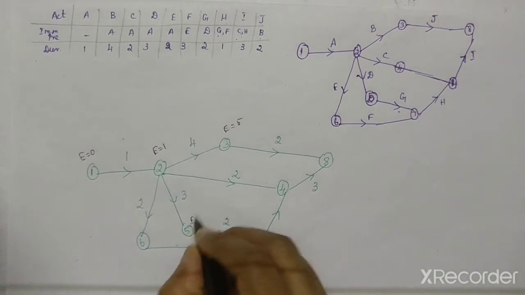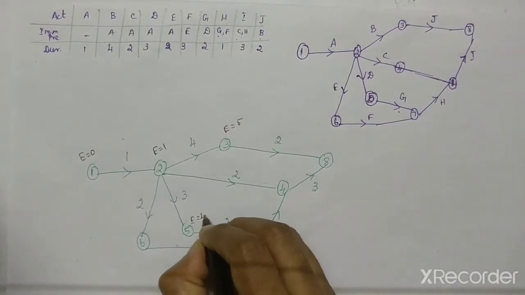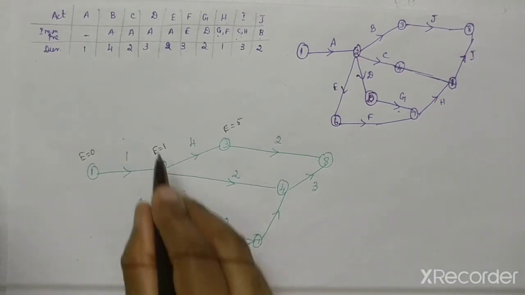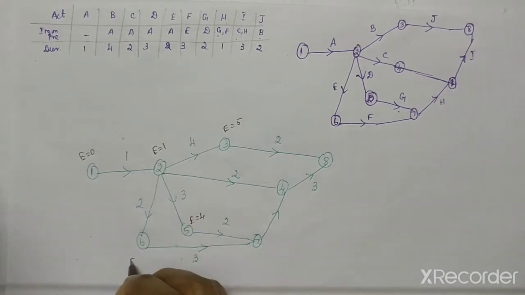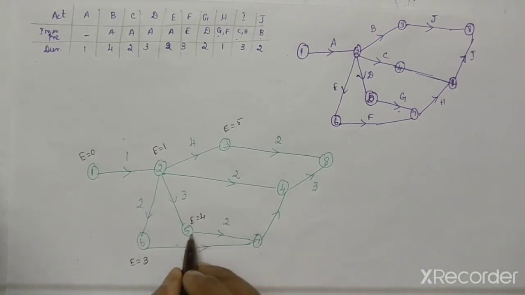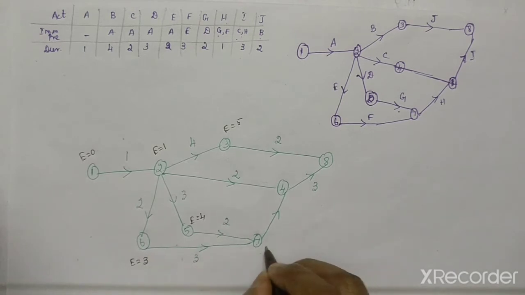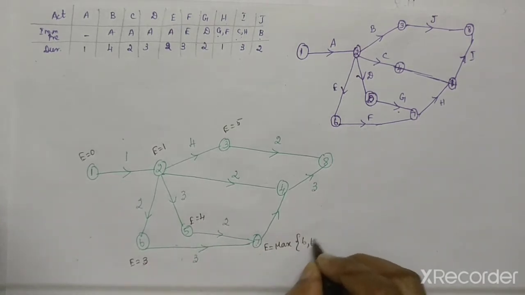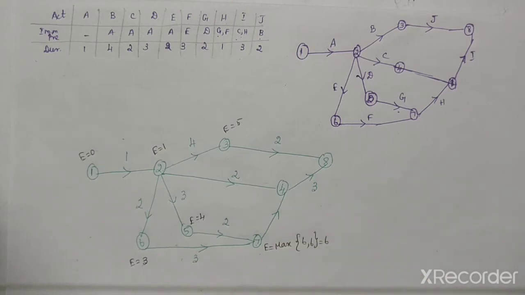So E value will be 1 plus 3 is 4. For 6 there is only one incoming activity, so 1 plus 2 is 3. Now you have to come to this activity. For this activity the incoming activities are 2. So for this you have to write E is equal to maximum of 4 plus 2 is 6, 3 plus 3 is 6. So for this no problem, you have to write 6.